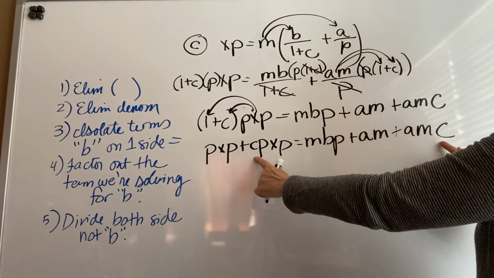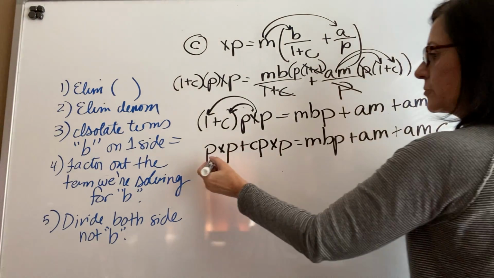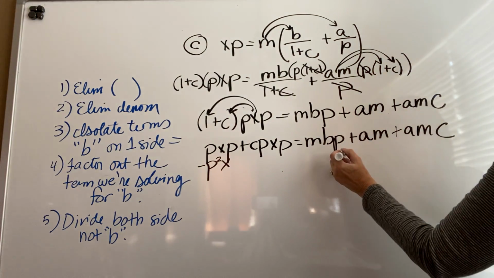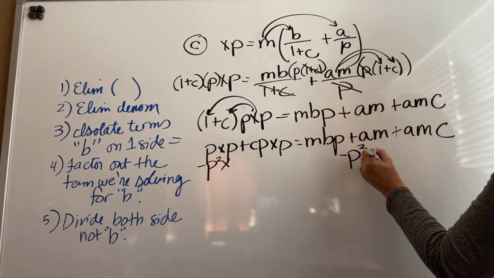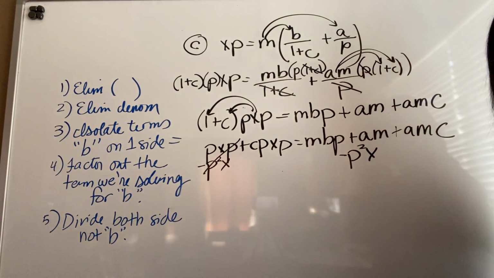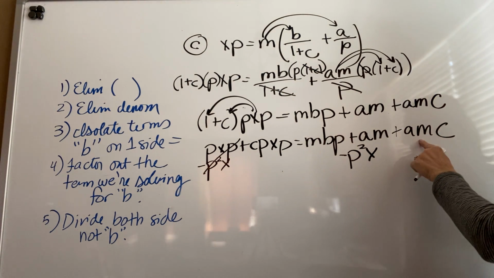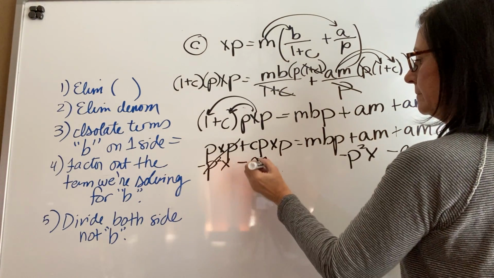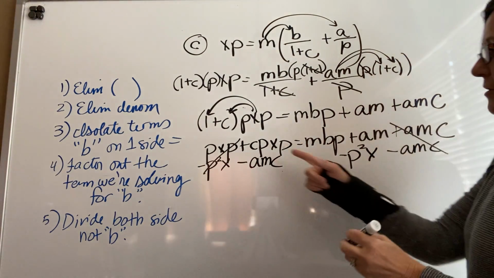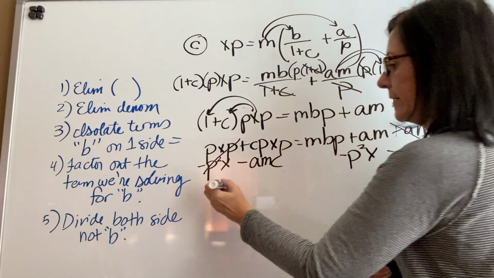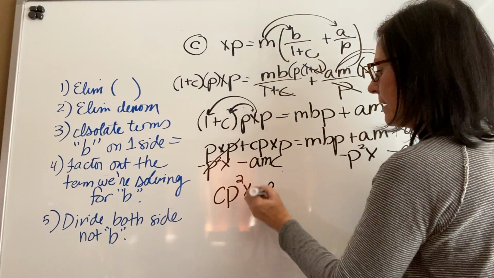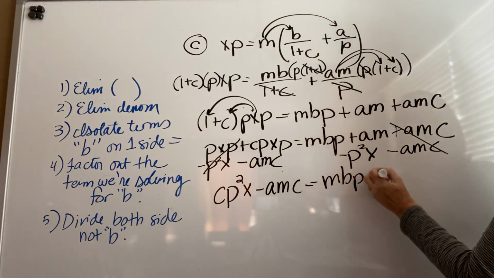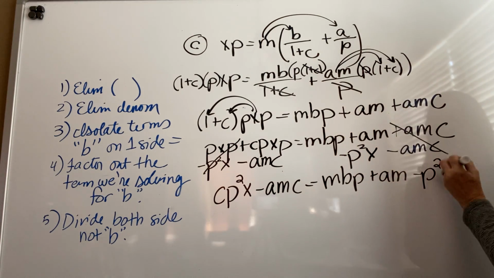All right, here's a C, here's a C. I'm going to move this one to the left through subtraction. So I'm going to subtract, I'm going to make that P squared X. Subtract P squared X to eliminate on the left-hand side. I'm going to subtract AMC on both sides. All right, so I have C P squared X. I'm going to write that as C P squared X minus AMC equals MBP plus AM minus P squared X.